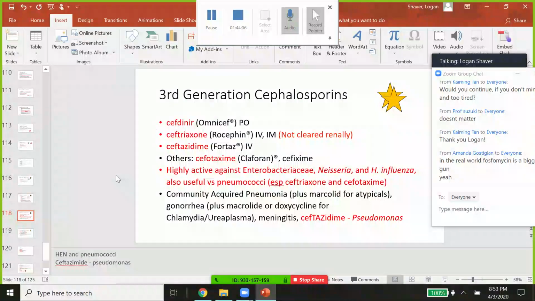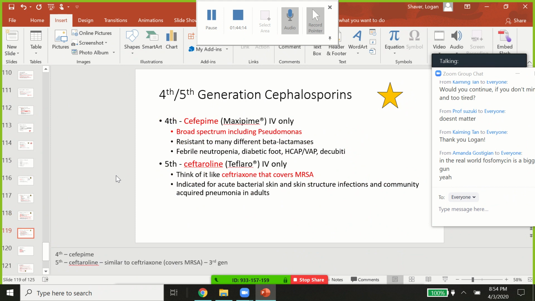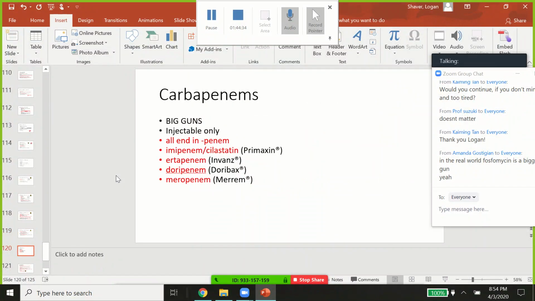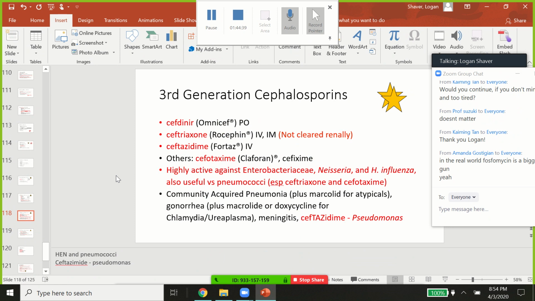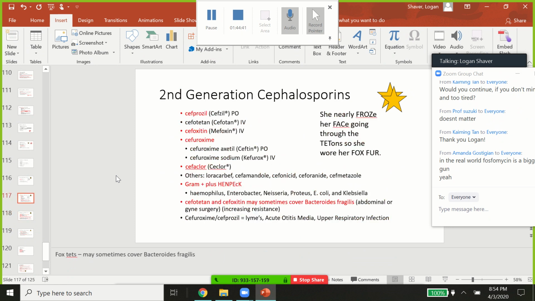I would also remember, of course, those anti-pseudomonals that we talked about a while ago, so piperacillin, ticarcillin, I think those were. And then cefepime. So this also includes Pseudomonas, but it's much more broad spectrum. And then you have ceftaroline, and that's basically like a ceftriaxone that covers MRSA. So make sure you know what each of the generations mean, and everything in red. Super important to know. Know the PECKs, HENPECKs, and the little mnemonics.